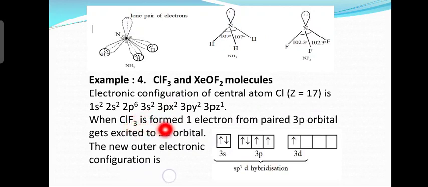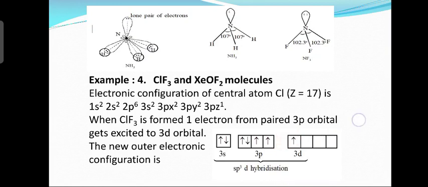So when ClF3 is formed, one electron from the paired 3p orbital, that means the 3py orbital, gets excited to the 3d orbital. Therefore the new electronic configuration is 3s2, 3p2x, 3p1y, 3p1z and then 3d1. Therefore it undergoes sp3d hybridization. The s orbital, 3p orbitals and one d orbital combine and mix up to give rise to hybridized orbitals. Altogether there are 5 sp3d hybridized orbitals.